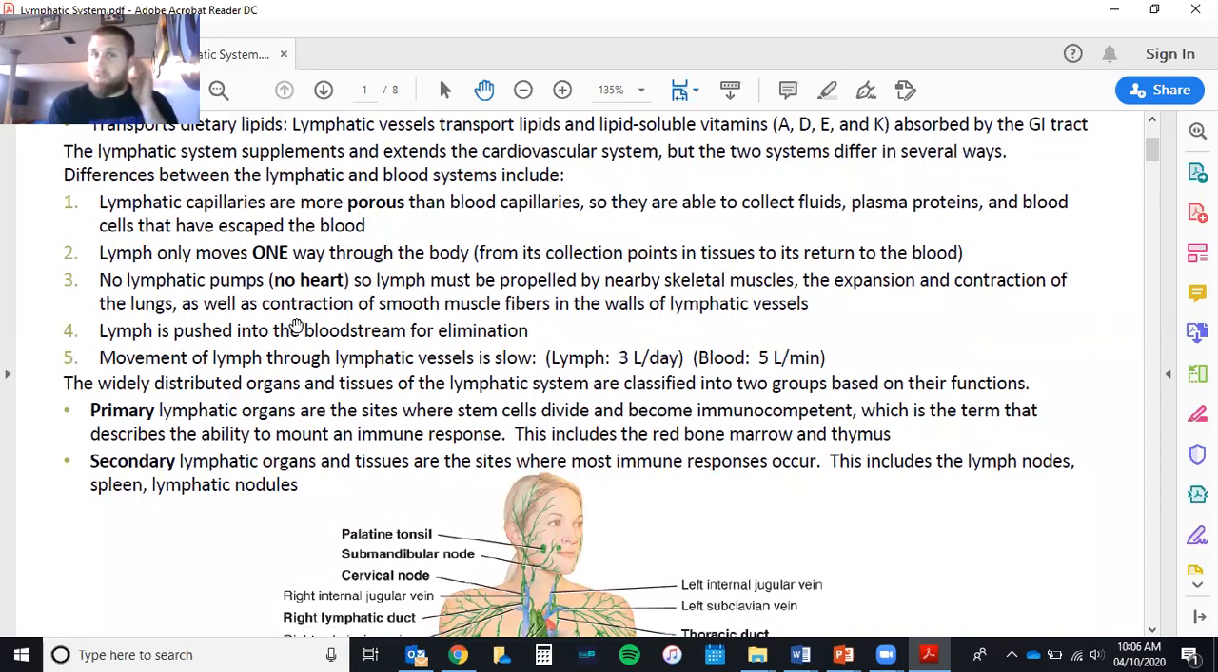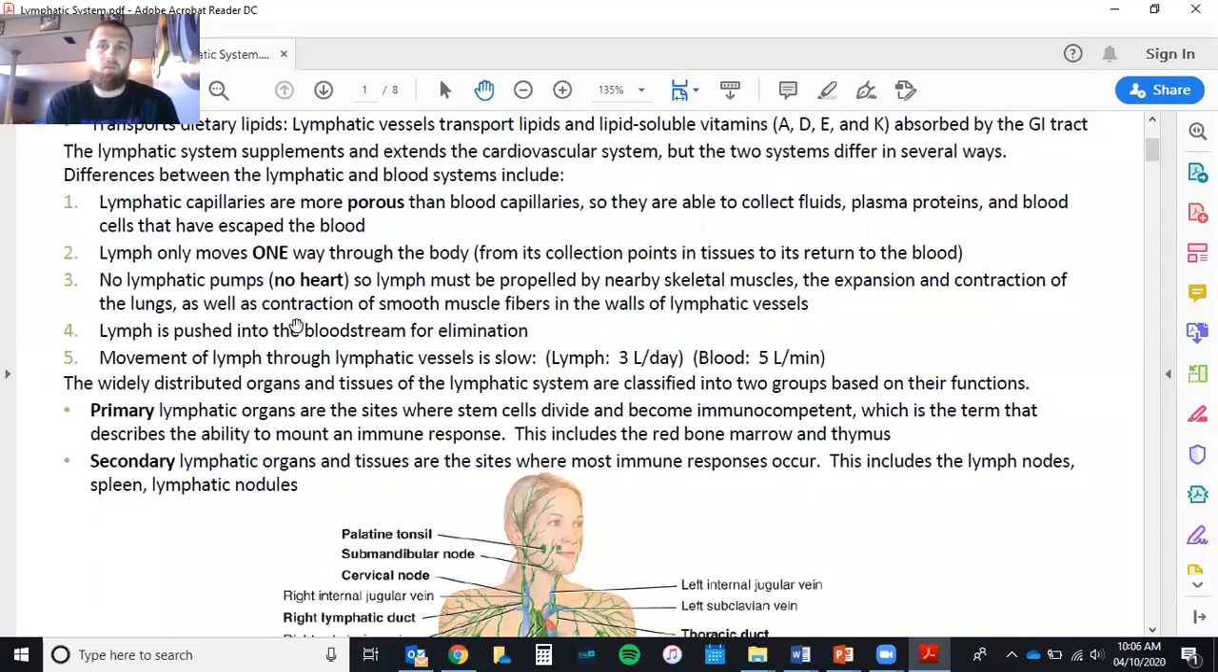The lymphatic system supplements and extends the cardiovascular system, but the two systems differ in several ways. Those differences include the fact that lymphatic capillaries are much more porous, meaning they have much larger holes than blood capillaries, which makes them a little bit leakier, meaning stuff can come into them more easily.